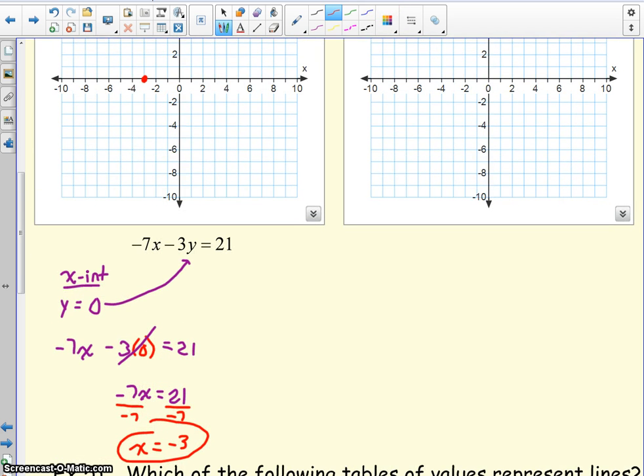If I want to actually make the graph, though, I need a second point, so I need to find the y-intercept as well.